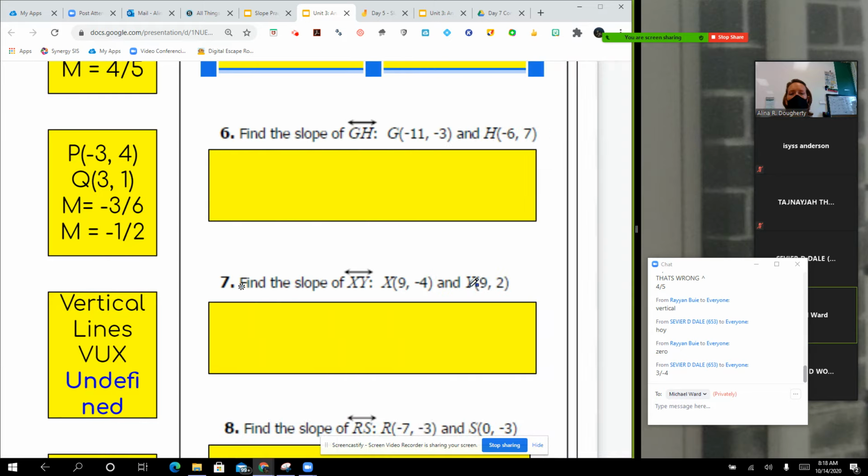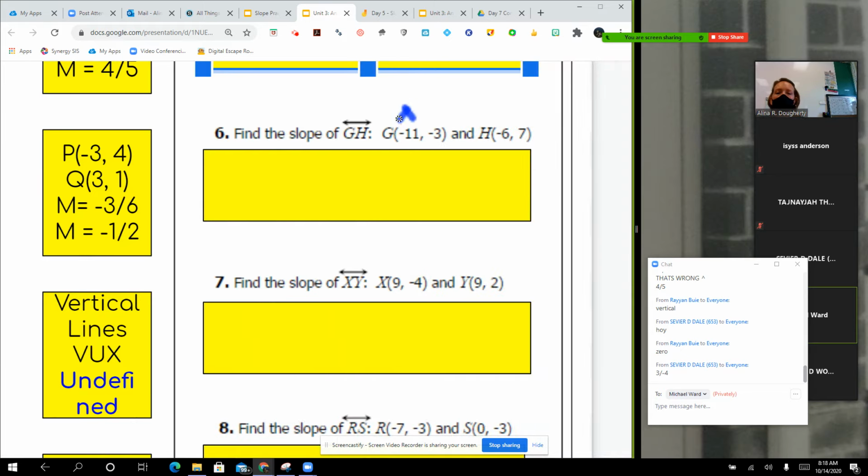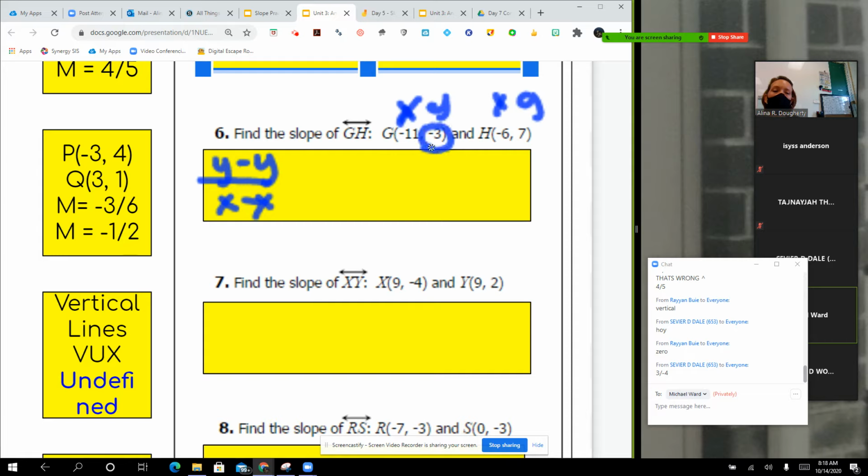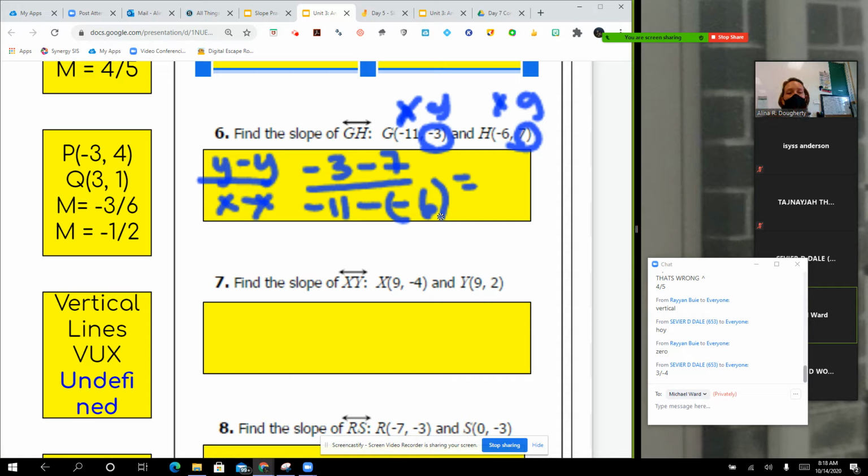So what if I do this one? I've got X and Y and X and Y. So if I'm doing rise over run, Y minus Y over X minus X. My Y's are -3 and 7. So -3 minus 7. And then my X's, if I start with the -3, I got to start with the 11. So -11 minus -6. Right? So what is -3 minus 7?